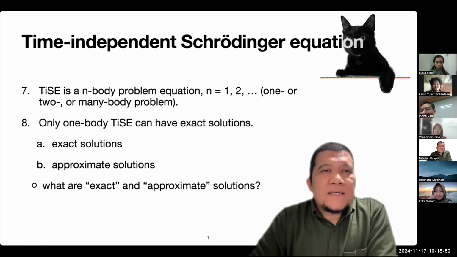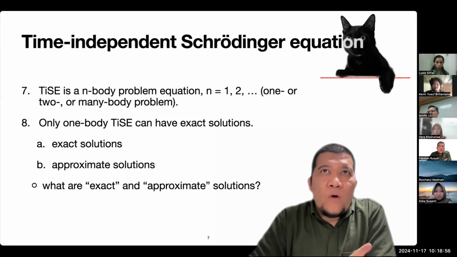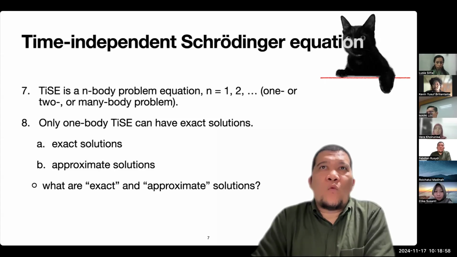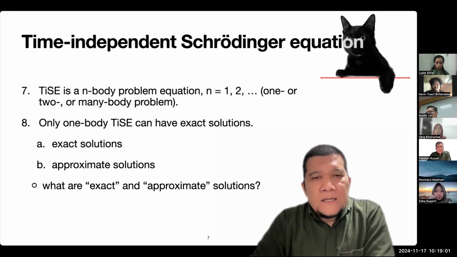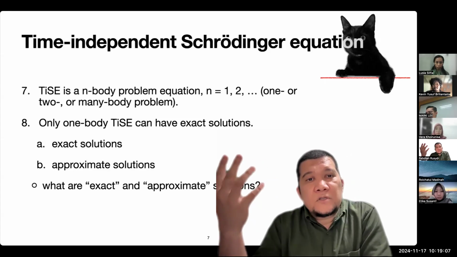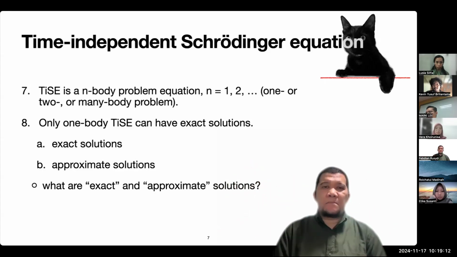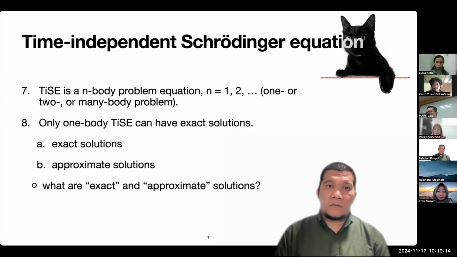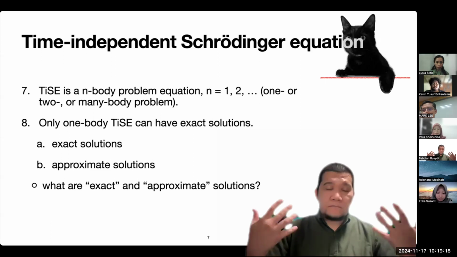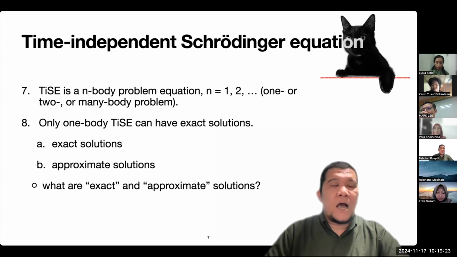TISE is an n-body problem equation. N is equal to 1, 2, and so on, or what we call one-body problem, two-body problem, three-body problem. And if we have so many n, we call it many-body problem. So the time-independent Schrodinger equation is actually a many-body problem equation. It can be used to explain the many-body problem.